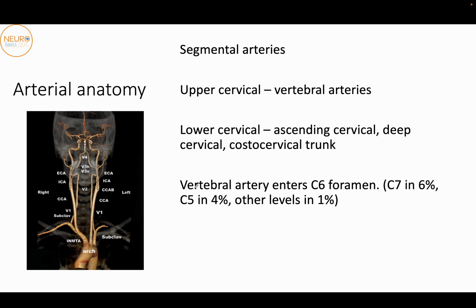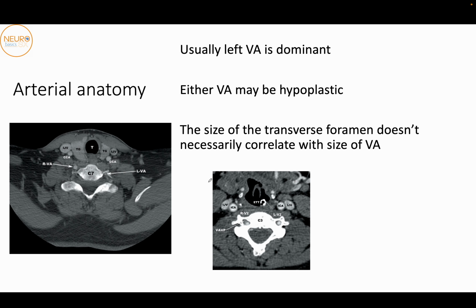The vertebral artery is going to enter the C6 foramen in almost 90% of human beings. It can enter the C7 foramen in 6% and the C5 foramen in 4%, and at other levels in very, very rare cases. Usually the left vertebral artery is dominant, but there's a lot of variability which can happen. Sometimes either of the vertebral arteries may be hyperplastic. So in this case, as you can make out over here, the left vertebral artery is hyperplastic.